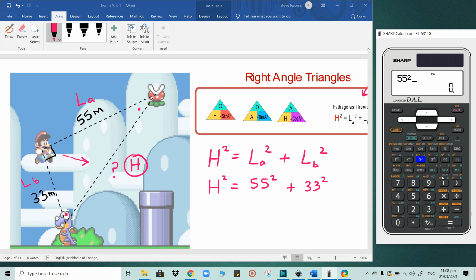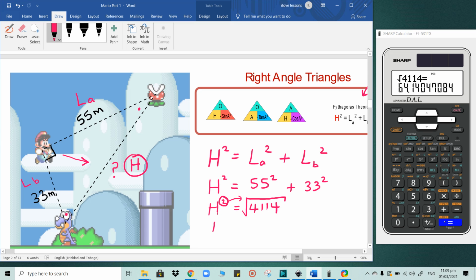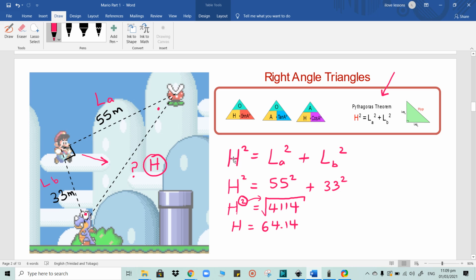55 squared plus 33 squared, and I'm getting a really huge number. So hypotenuse squared is equal to 4114. But this is not the end of the question. We want hypotenuse alone. We don't care for the squared. So we throw across the squared, and the opposite of a squared is square root. So let's square root that. Square root 4114. And it seems that we get our hypotenuse to be 64.14. Whenever you find any hypotenuse, that's pretty easy.